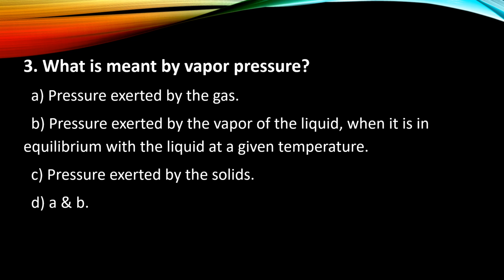Question number 3. What is meant by vapor pressure? Options: A. Pressure exerted by the gas. B. Pressure exerted by the vapor of the liquid when it is in equilibrium with the liquid at a given temperature. Option C. Pressure exerted by the solids. Option D. Both A and B, students. Got the answer? Okay. Mark the correct option. I feel like you are excited for the next question, students. Let's move on.